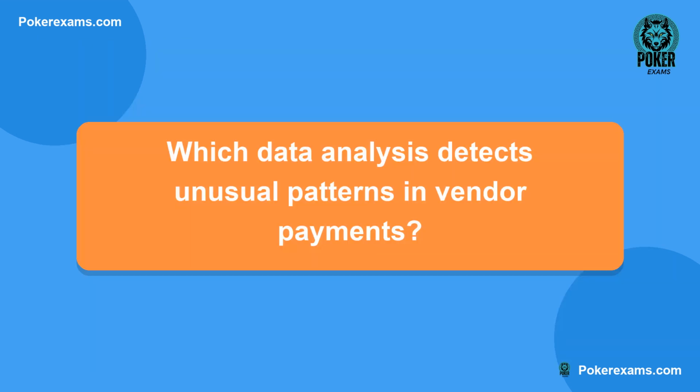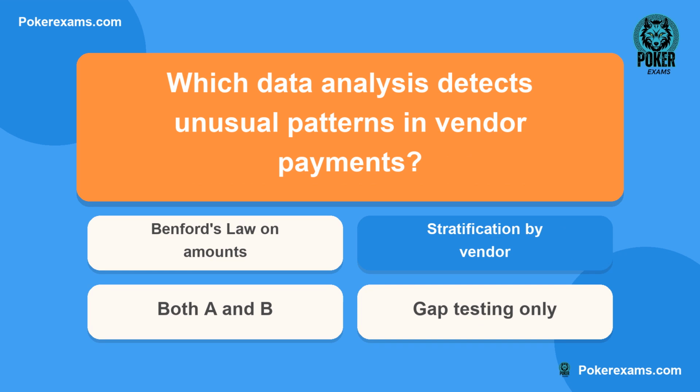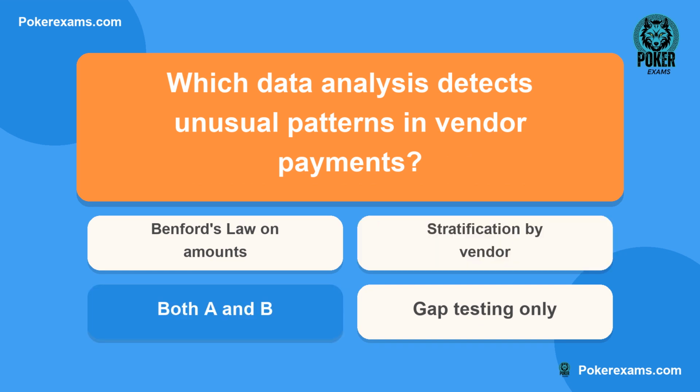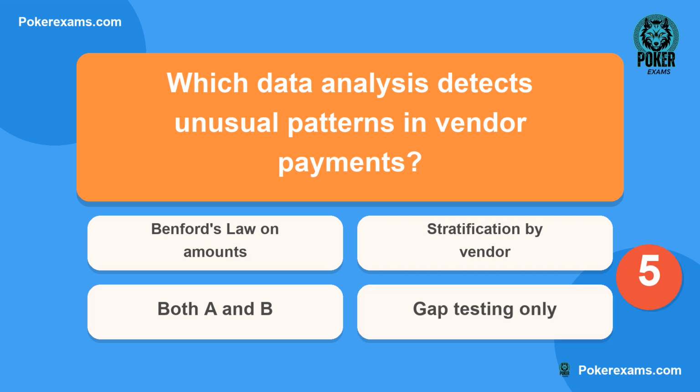Next question. Which data analysis detects unusual patterns in vendor payments? Is it A, Benford's law on amounts? Or B, stratification by vendor? Could it be C, both A and B? Or lastly D, gap testing only?